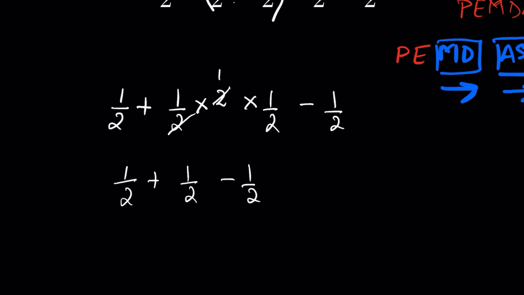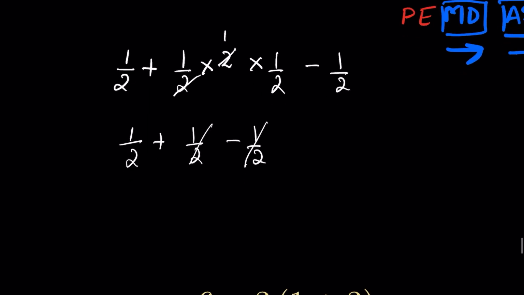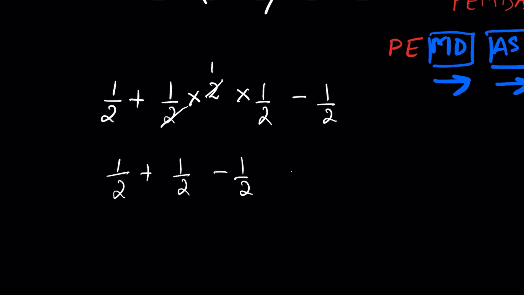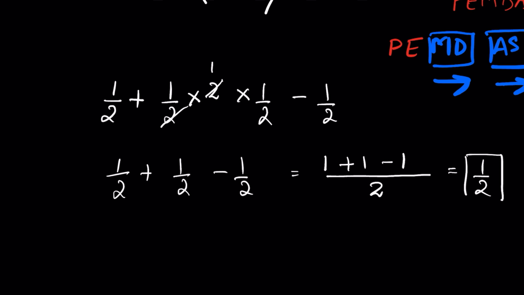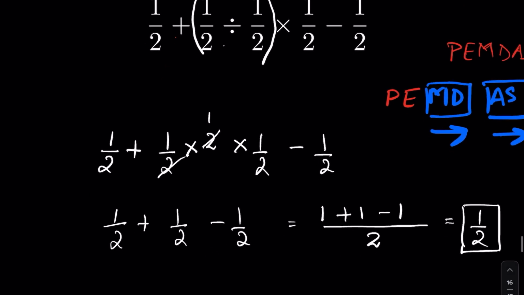Plus 1/2 minus 1/2 you can cancel like this, or you can add and subtract them like fractions. 2 here is the common denominator. So you can write 1 plus 1 minus 1 over 2. 1 plus 1 is 2 and 2 minus 1 is 1. So it is 1/2. So the answer is 1/2 and not 2.